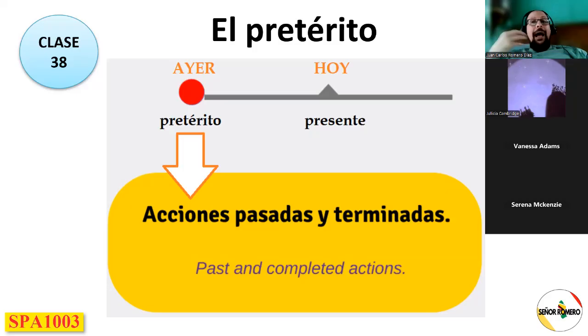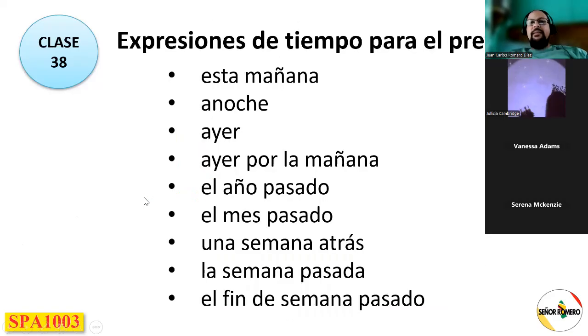Hablé, no hablo, no, hablé. Hablé portugués ayer. I spoke Portuguese yesterday. Or ayer, yesterday, hablé portugués. Yesterday, I spoke Portuguese. So you see the ending of the Spanish verb is different when you use a different tense.